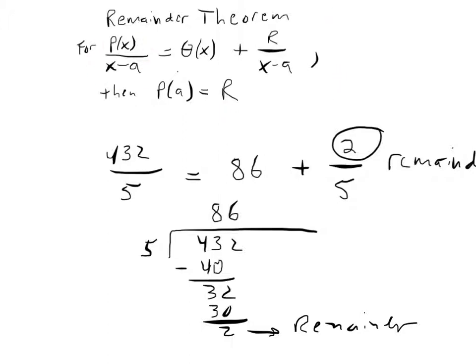Now, this division is pretty similar to what we're doing using polynomials, but it's pretty similar as if we were to do it numerically. For example, if we have 432 divided by 5, I do my long division. 5 goes into 43, 8 times. I carry that out. I get 86. This thing that I got down here, that's my remainder of 2. We write that 432 over 5 is 86 plus remainder 2 over 5.